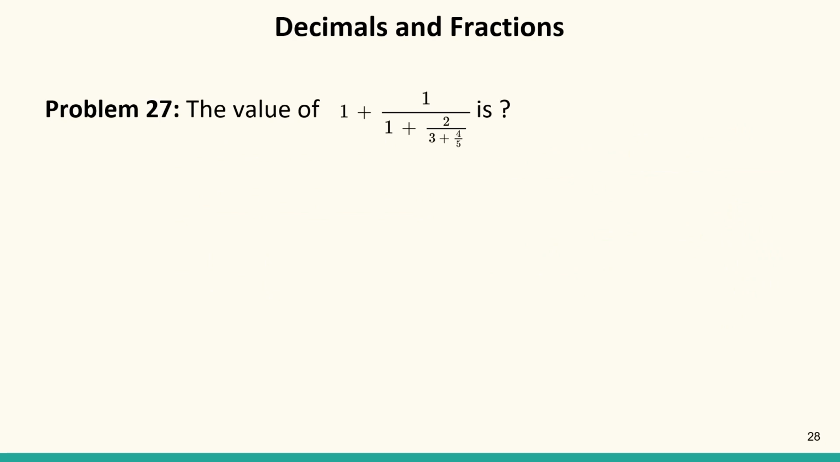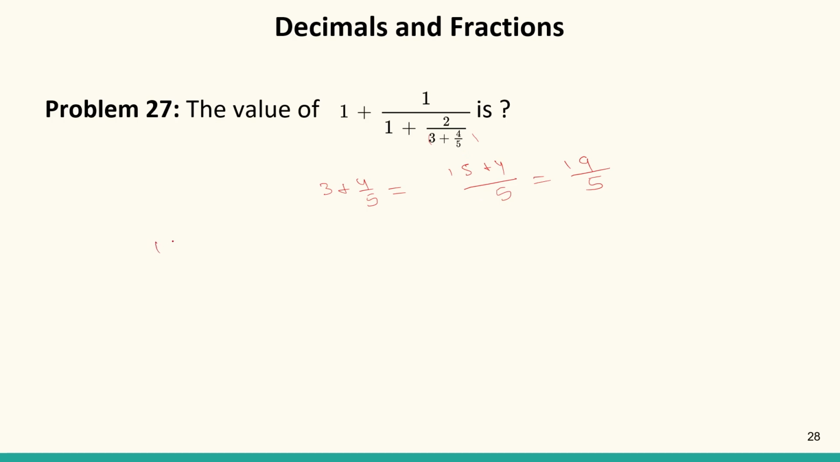So the value of 1 plus 1 by 1 plus 2 by 3 plus 4 by 5. As we have previously seen, we need to simplify first 3 plus 4 by 5. So this will be equal to 5 into 3 is 15 plus 4 by 5, which is equal to 19 by 5. So this part is simplified now.